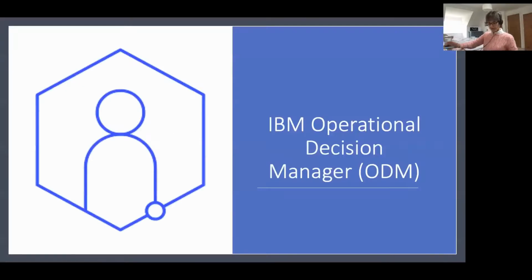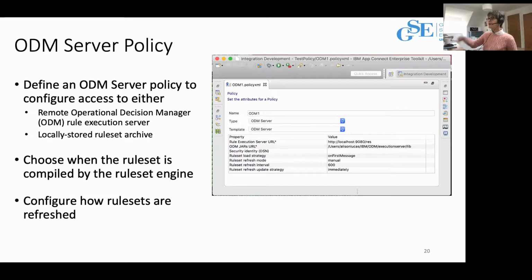Now I'm going to look at ODM. So we've been enhancing support for ODM in the last few fix packs. Basically, you can run your ODM business rules from a message flow. You can define your business rules using ODM without having to write them in code, and then you can use your message flow just to call out and run those.